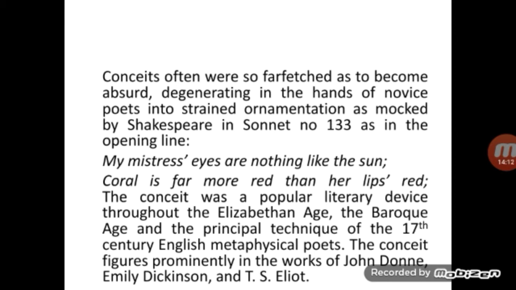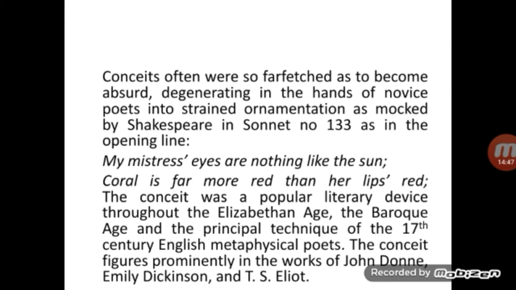Conceits often were so far-fetched as to become absurd, degenerating in the hands of novice poets into strained ornamentation, as mocked by Shakespeare's Sonnet 130 in the opening lines. Very popular lines: "My mistress' eyes are nothing like the sun. Coral is far more red than her lips' red." The conceit was a popular literary device throughout the Elizabethan age, the Baroque age, and the principal technique of the 17th century English metaphysical poets.